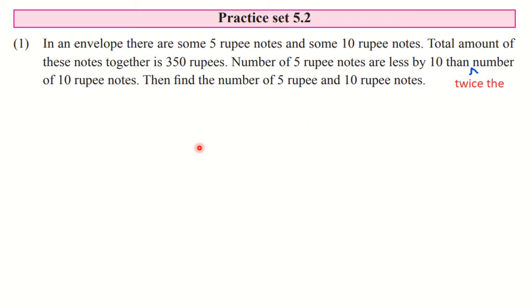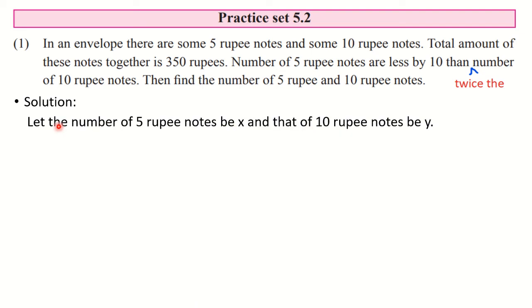Now let us solve it. Here, as I have said, you have to find the number of 5 rupee notes and 10 rupee notes. So you are going to assign one variable for the number of 5 rupee notes and a second variable for the number of 10 rupee notes. So that will be your first statement: let the number of 5 rupee notes be x and that of 10 rupee notes be y.